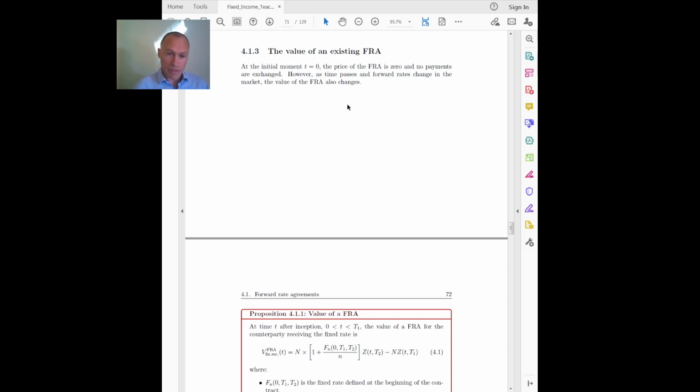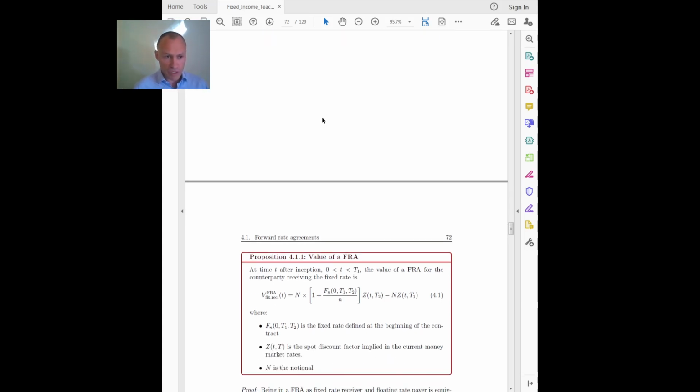It may be negative or it may be positive, but the point is that it no longer needs to be 0. The reason for that is that interest rates in the market have moved since 2 or 3 months ago when it was started, and something that was worth 0 in the beginning may now have a price that is not 0 anymore. So let's see exactly how we determine that price.